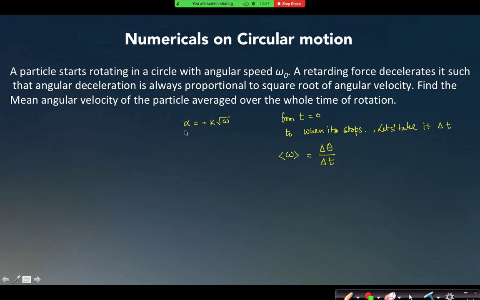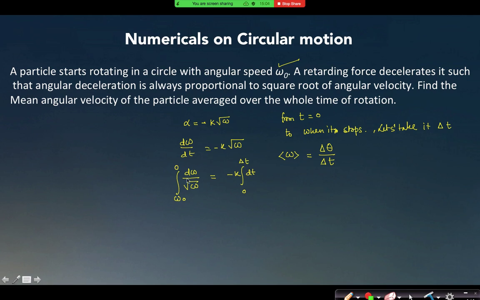From the same expression, what can I write as alpha in terms of omega? It is d omega by dt, and that is equal to minus k root omega. Then d omega by root omega is equal to minus k into dt. Now I will integrate this equation on both sides. I will take t equal to 0 and omega equal to omega naught, as given in your question. And after time delta t, the value of omega I have taken as 0.